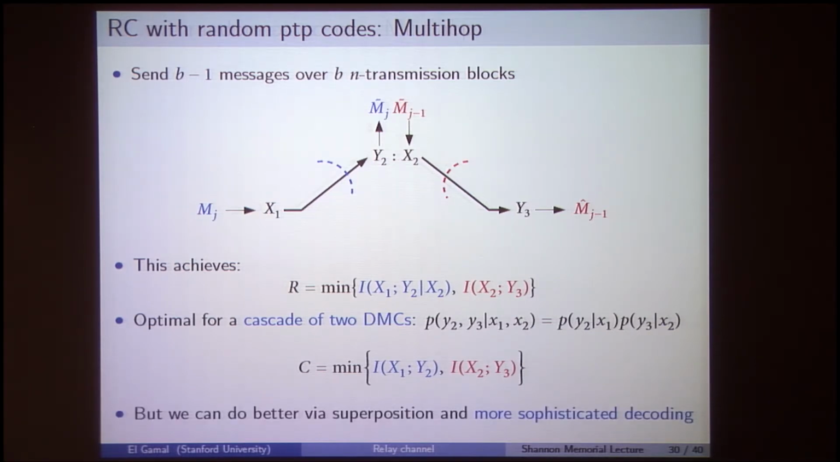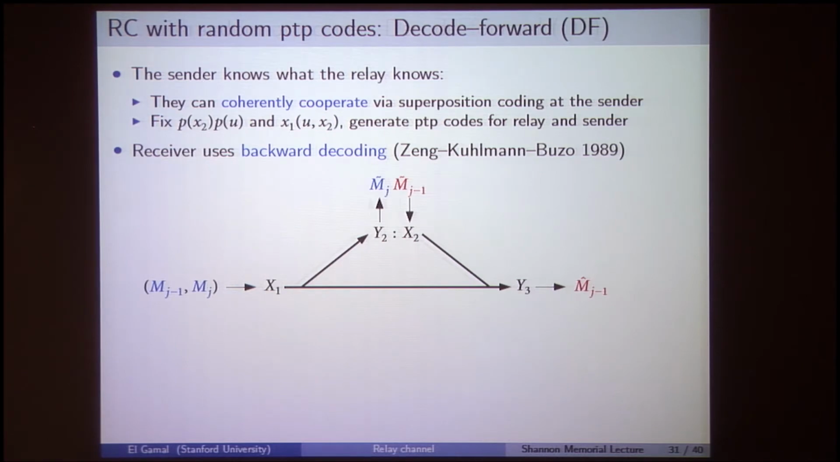But it's not optimum in general, and we can do better using superposition and more sophisticated decoding. Using random point-to-point codes and superposition and more sophisticated decoding, we can achieve the decode forward bound. Basically, the sender in this scheme knows what the relay knows, so they can coherently cooperate using superposition at the sender. The way superposition at the sender works is you represent the message at the relay by a random point-to-point code using x2, and that would represent the message mj minus 1.